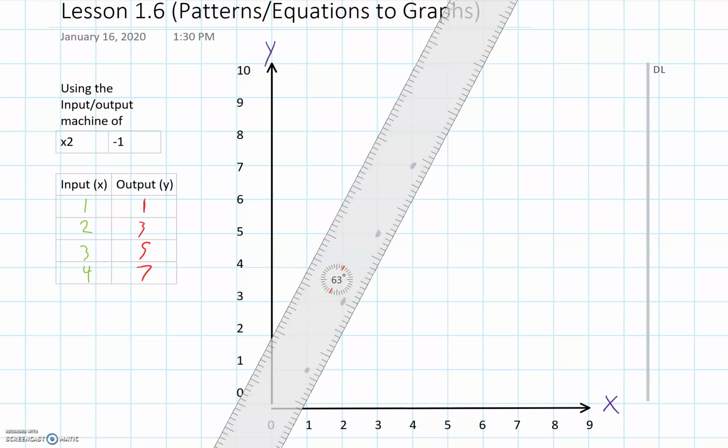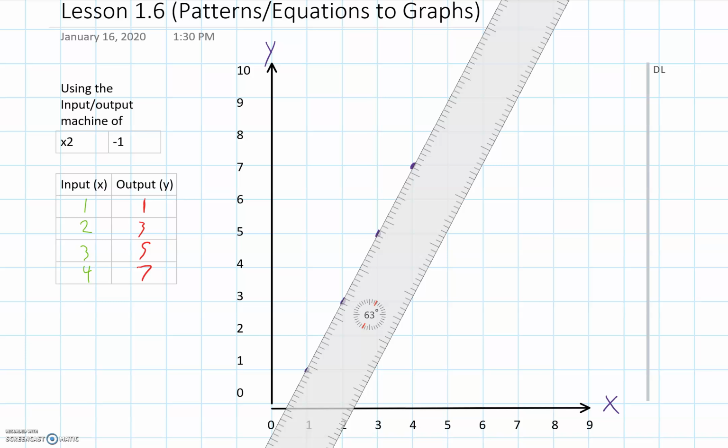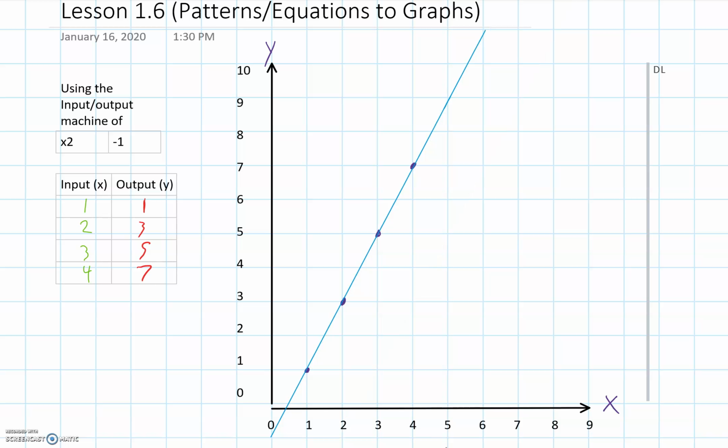And you can somewhat quickly also draw a line if you'd like, and you could continue the line further as well. So this is our line, and those are our points. You can see that those will continue on forever, and that makes sense because our input-output could be any input at all.